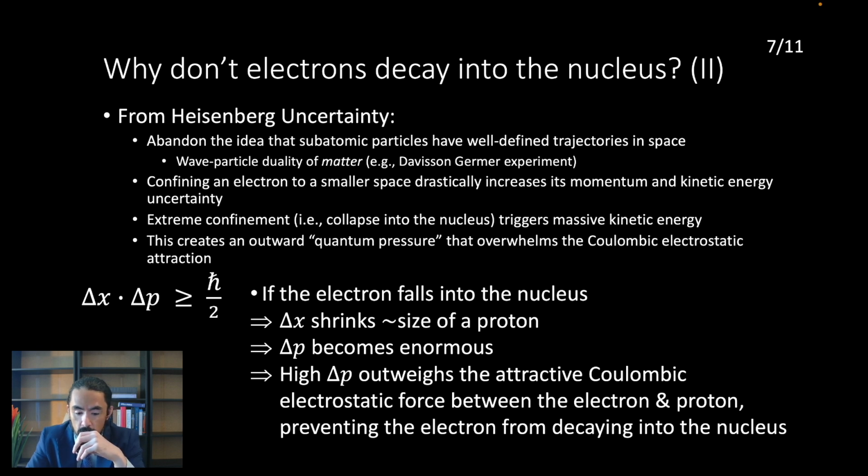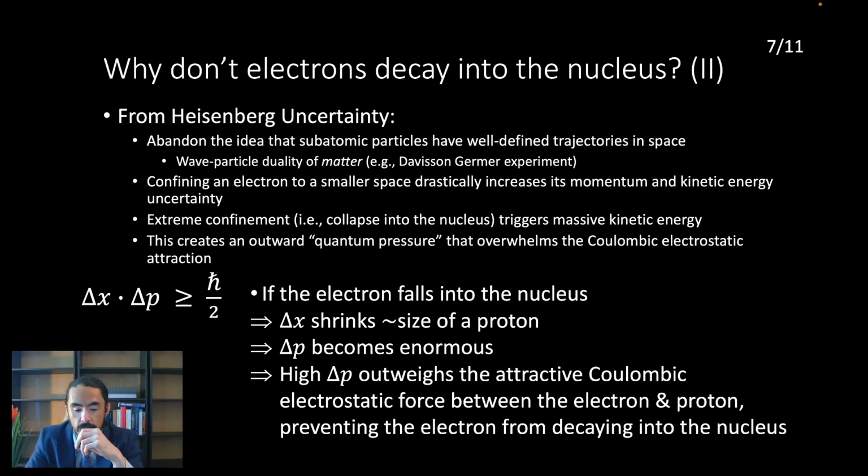the plunge to the nucleus, delta x shrinks roughly to the size of a proton, which, being that the right-hand side is conserved, then this leads to delta p becoming enormous, and it is then this high delta p, this high change in momentum, which outweighs the attractive Coulombic electrostatic force between the electron and proton, and this is what prevents the electron from decaying into the nucleus.